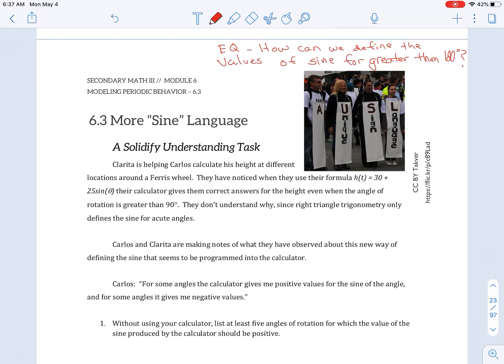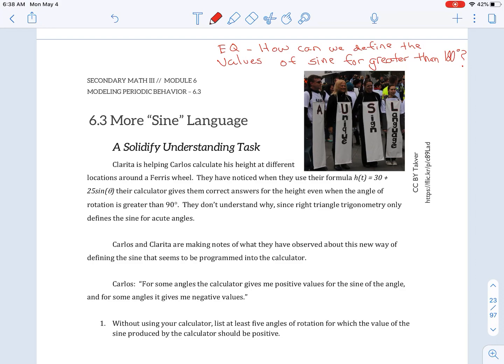Clarita is helping Carlos calculate the height at different locations around the Ferris wheel. They have noticed when they use their formula, h of t is 30 plus 25 sine theta, their calculator gives them correct answers for the height even when the angle of rotation is greater than 90 degrees. They don't understand why, since right triangle trigonometry only defines the sine for acute angles. Carlos and Clarita are making notes of what they have observed about this new way of defining the sine that seems to be programmed into the calculator.